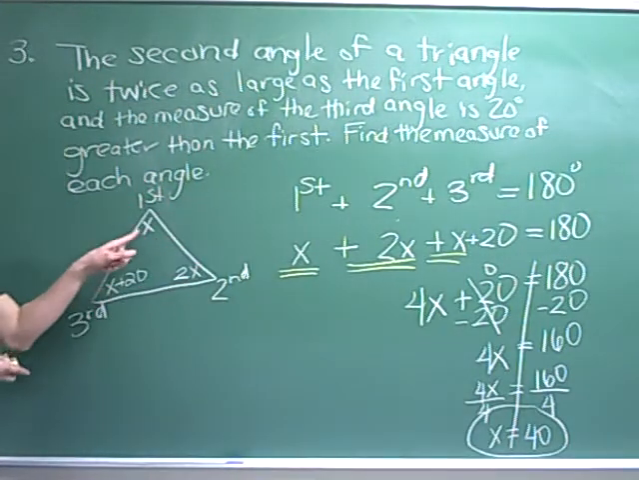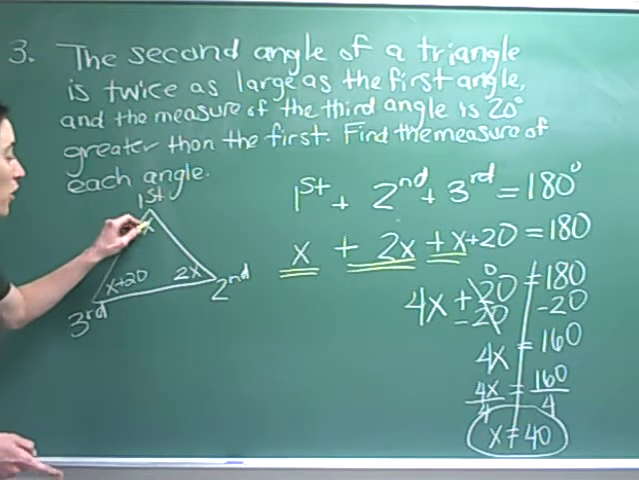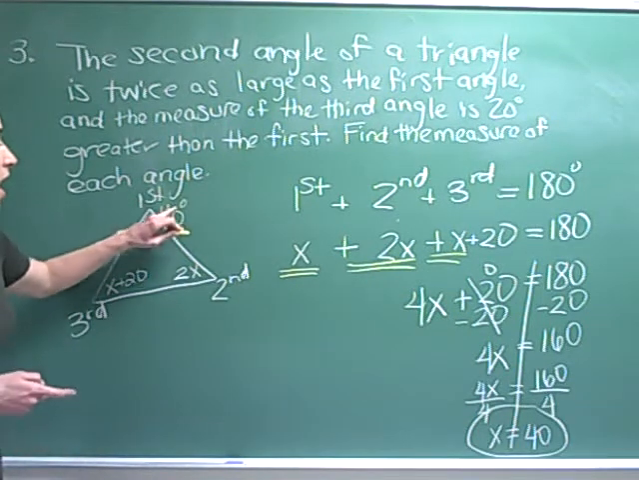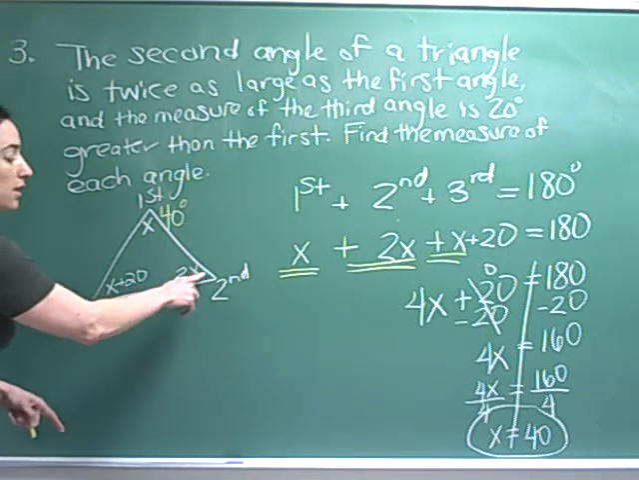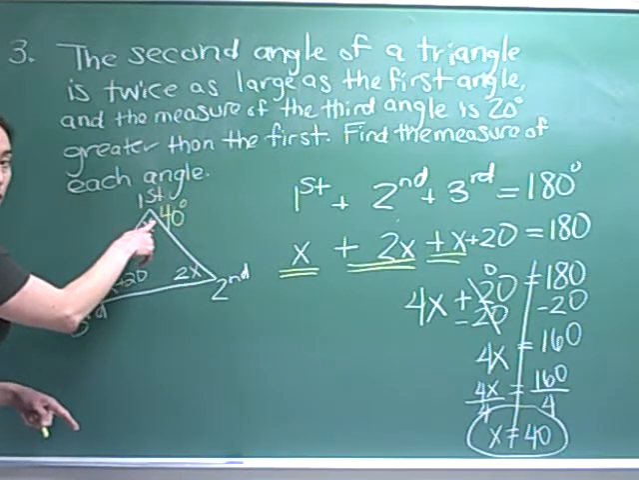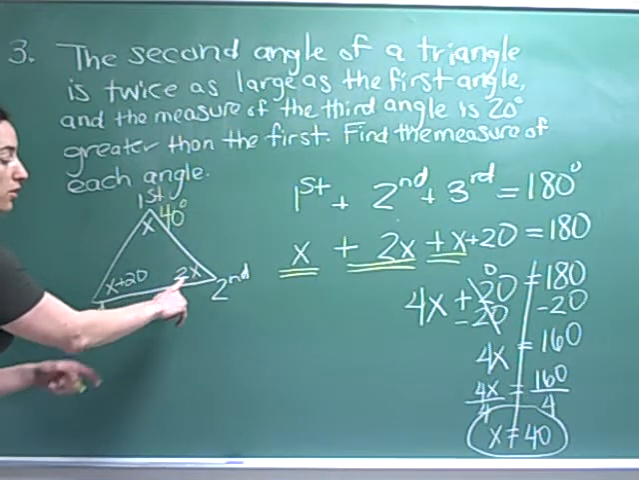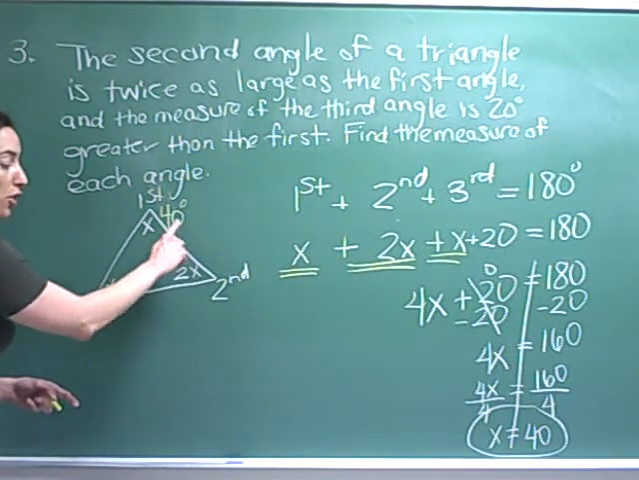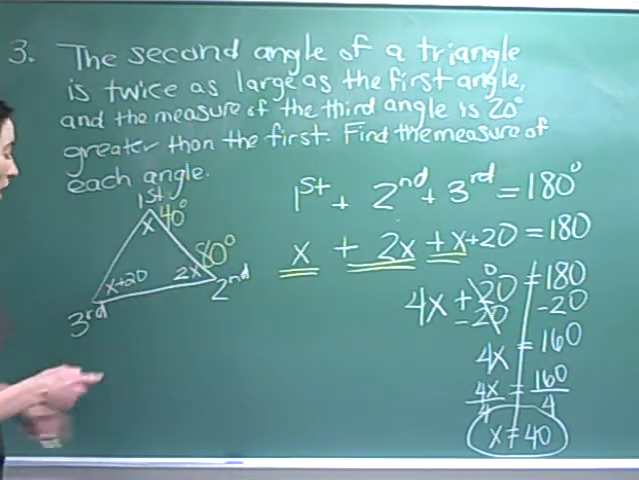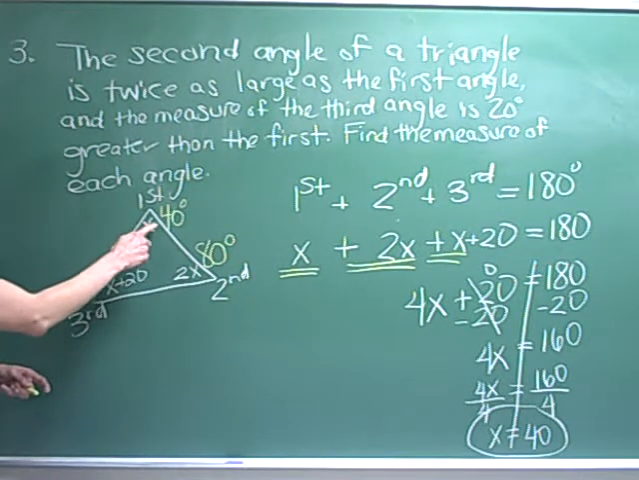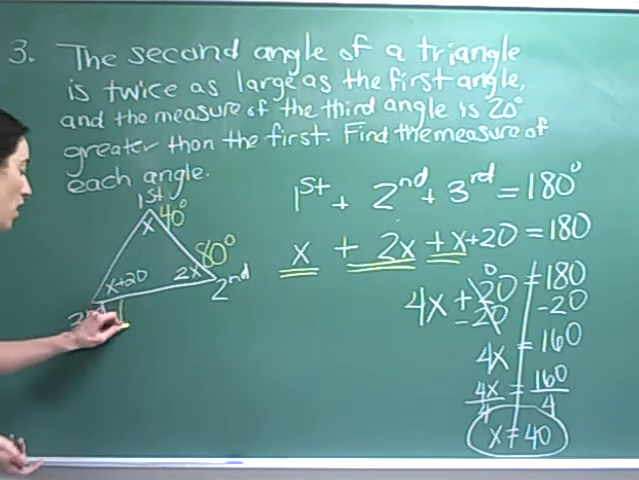So I can see from my diagram that X is representing the measurement of the first angle. So now I know that this first angle is going to be 40 degrees. And knowing that measurement, I can figure out all the other measurements in the triangle. Because the second angle was twice as large as the first, so I'm going to multiply 2 times 40, evaluating 2X with X as 40. So 2 times 40 is going to be 80 degrees. And the third angle was 20 greater than the first. So if the first is 40, that's going to be 40 plus 20, which adds to 60.